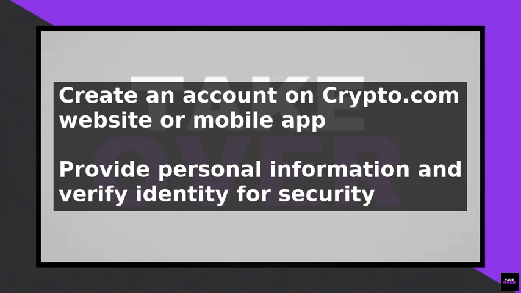First, go to the Crypto.com website or download the mobile app. Then click on Sign Up and follow the registration process. You will be required to provide some personal information and verify your identity. This is a standard procedure to ensure the security of your account and comply with regulatory requirements.